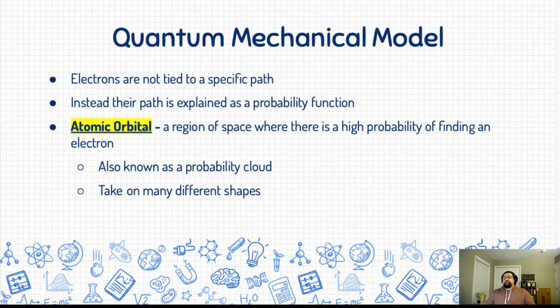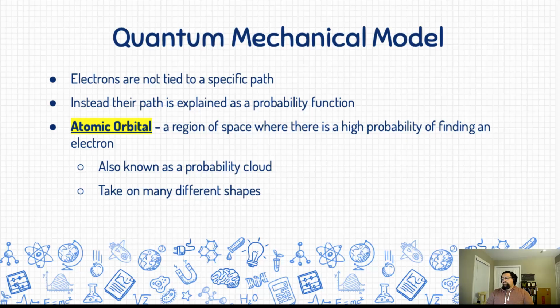Instead, their patterns are explained with what's called a probability function, or some really heavy math. I like to call it magic. All right. But what this magic says is that there are these atomic orbitals. So instead of these round orbits around the nucleus, there are these atomic orbitals, which we're going to get into and see, which are just a region of space where there's a high probability of finding an electron.